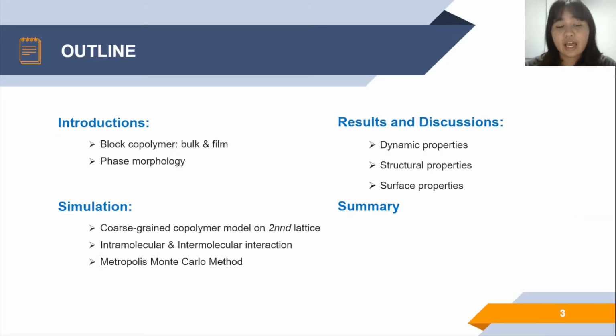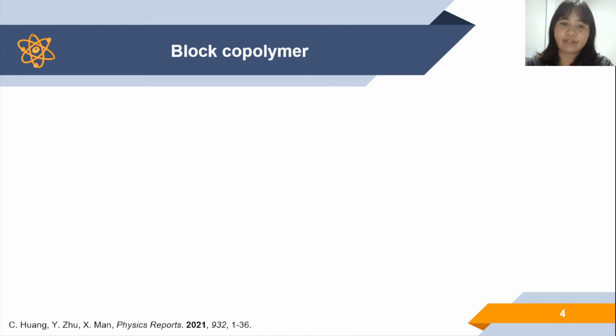Outline: first, I would like to introduce the Diblock copolymer and phase morphology. Simulation includes coarse-grain copolymer model on the 2ND lattice, intrachain and interchain interaction, and the multi-Monte Carlo method. Next, result and discussion. Finally, the summary.